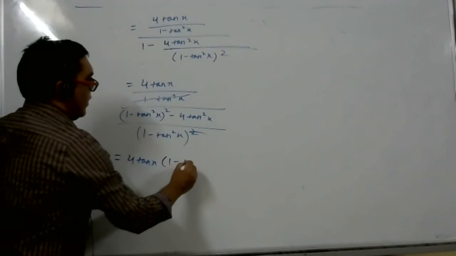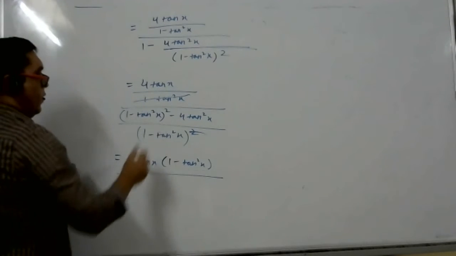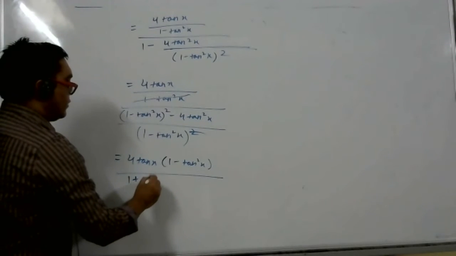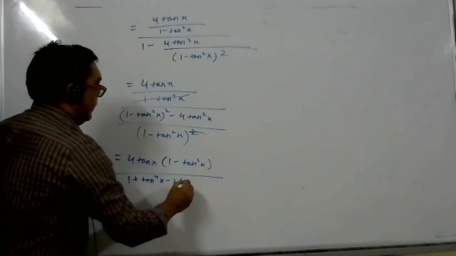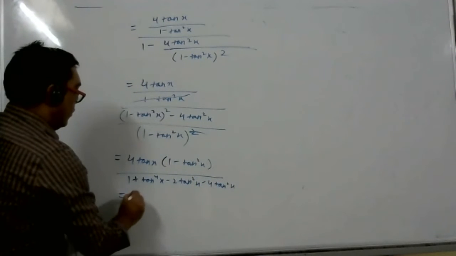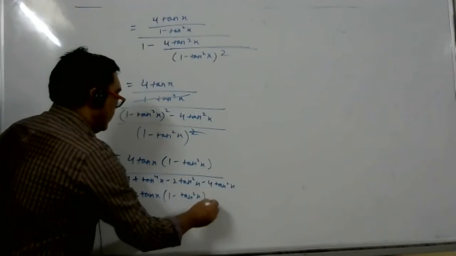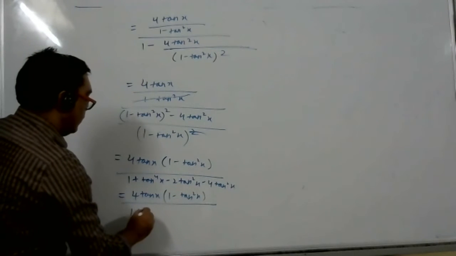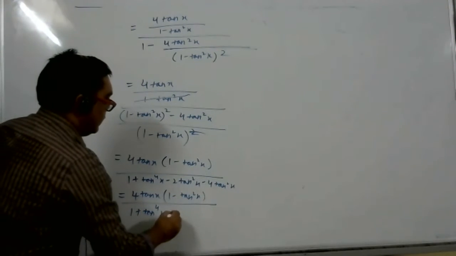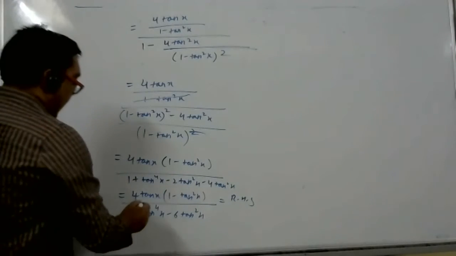1 minus tan square x. And here I will open the bracket. A minus b whole square, a square plus b square minus 2ab, minus 4 tan square x. So what it becomes now? 4 tan x into 1 minus tan square x is equal to 1 plus tan 4x minus. I think this only is RHS, na, or something else is RHS? This is only RHS.